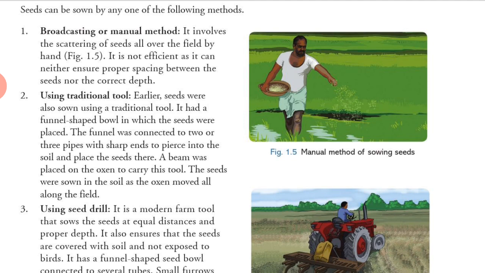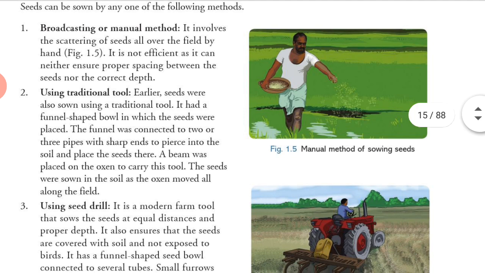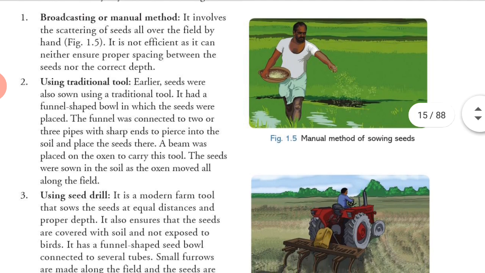You can see a farmer is spreading the seeds by his hands only. It is not an efficient method, and neither does it ensure proper spacing between the seeds. So it was used in earlier times only. It's not correct. The seeds may not be sown at proper depth also.